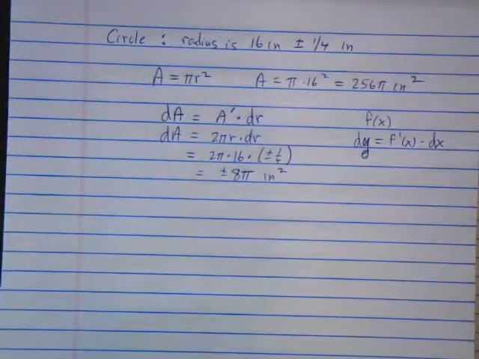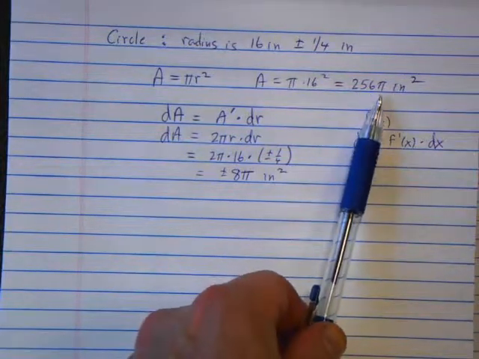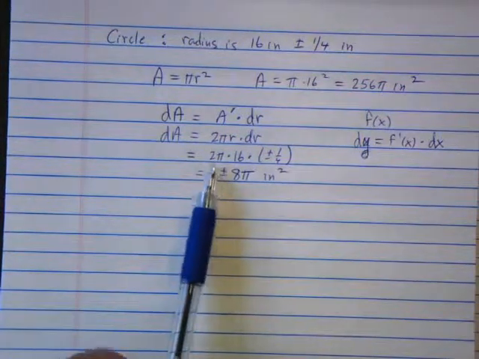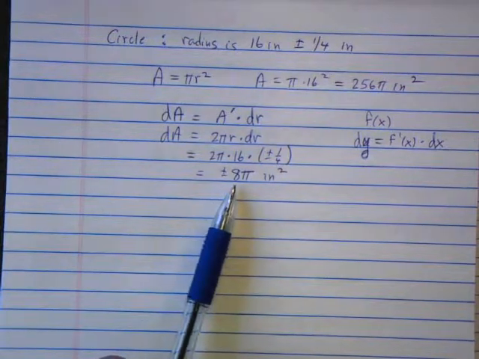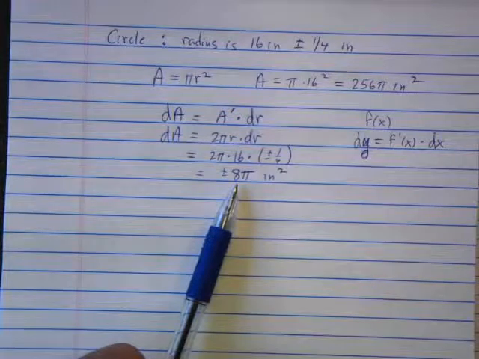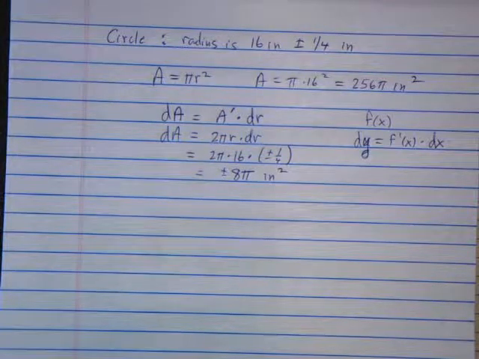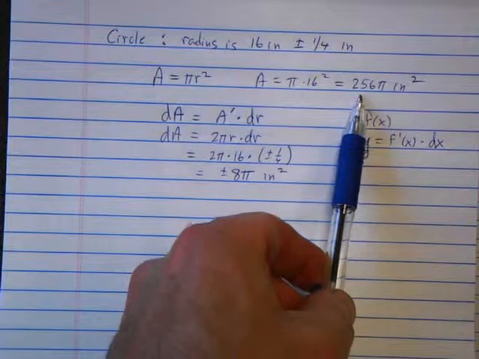So our area should be exactly 256 pi square inches. But since we can be off by as much as a quarter of an inch, our area might be 8 pi too big or it might be 8 pi too small. Is that a big difference? Pretty big difference? How big? Okay, about 25 square inches. But how does that compare to how big it should be?